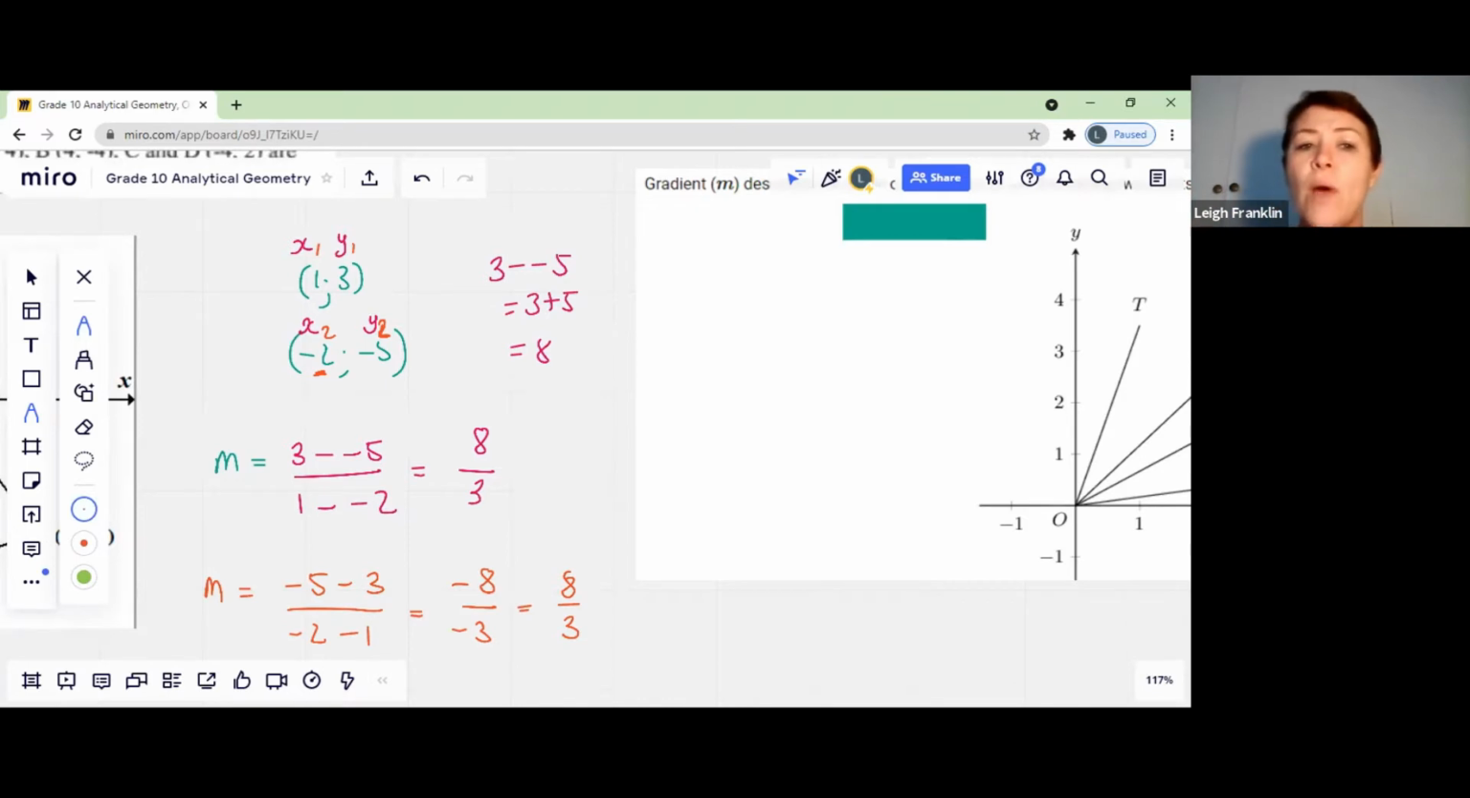But if you do it the other way around and you make 3 y2, then you've got to make its corresponding x, x2 as well. All right, so if you start with 3 at the top, you've got to start with 1 at the bottom. If you start with -5 at the top, you've got to start with -2 at the bottom. Does that make sense to you? And as long as you do that, you'll end up with the right answer. Does that answer your question, Nzole? It's a common thing that's asked by grade 10s. Does that make sense?